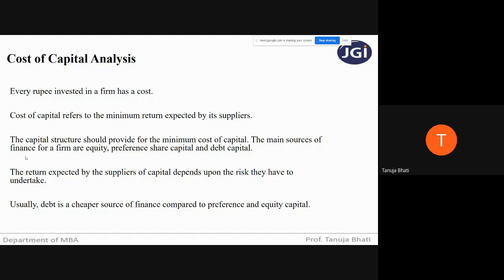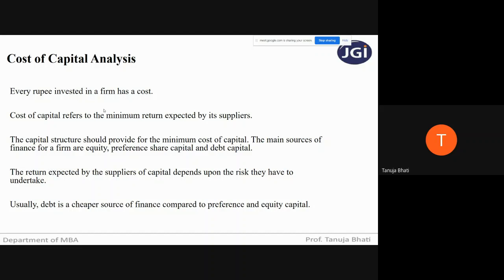The main sources of finance for a firm are equity, preference, and debt capital. The return expected by suppliers of capital depends upon the risk that they undertake. Usually, debt is a cheaper source of finance compared to preference and equity capital. So students, under cost of capital analysis, you have different sources of finance. Suppose you are planning to raise finance through debentures, you have to calculate the cost associated with debentures. With equity, what is the cost associated with equity, and with preference, what is the cost associated with preference.